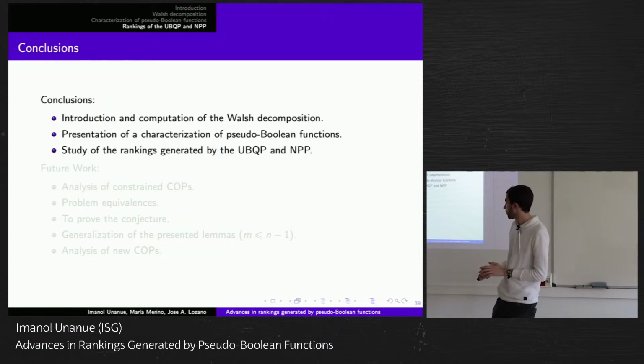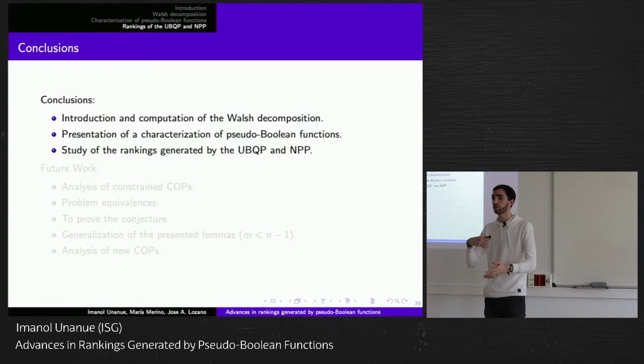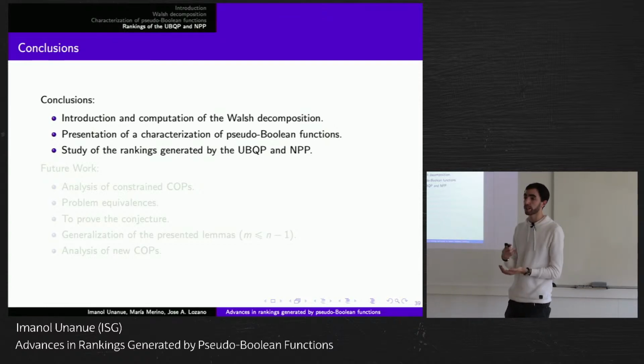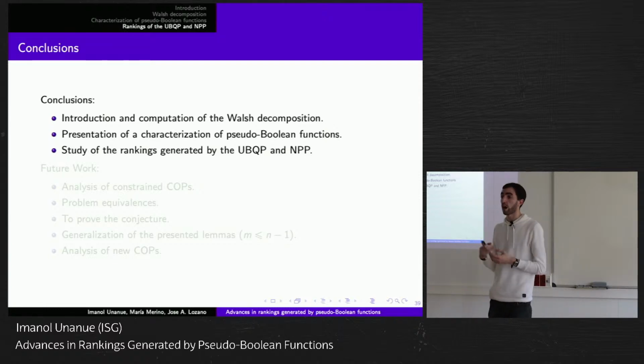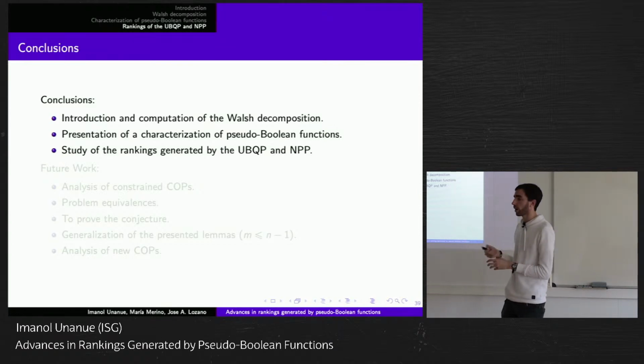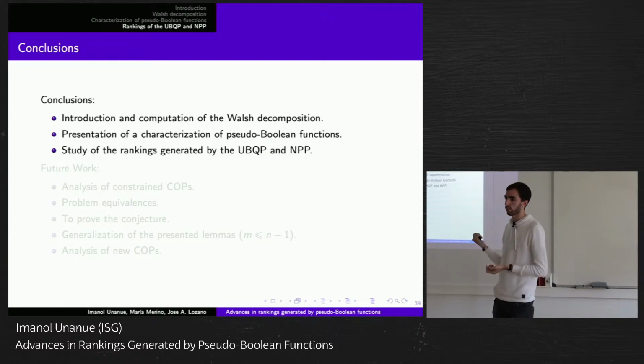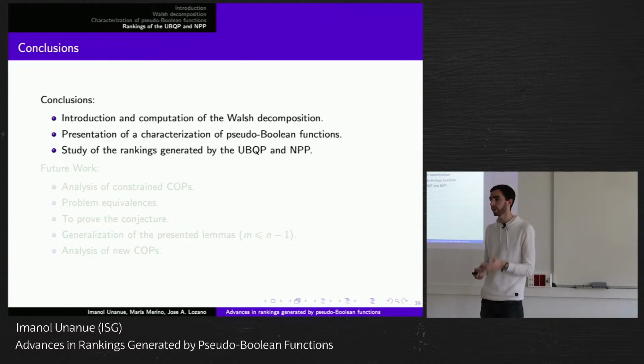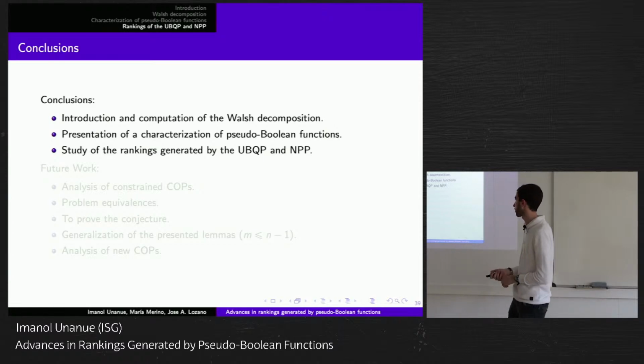To sum up the presented work, we have 3 parts. In the first part, we introduced and computed the Walsh decomposition, and we calculated the Walsh coefficients of several binary-based combinatorial optimization problems. In the second part, we present a characterization of pseudo-Boolean functions, and we also study the words and the deep words to try to take advantage of that information. And in the third part, we ran some experiments to extract more features about the rankings generated by the unconstrained binary quadratic problem and the number partitioning problem.